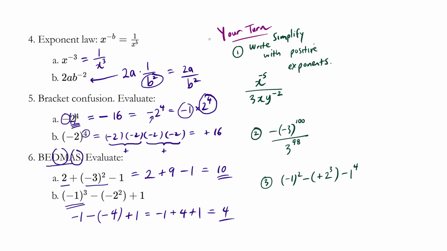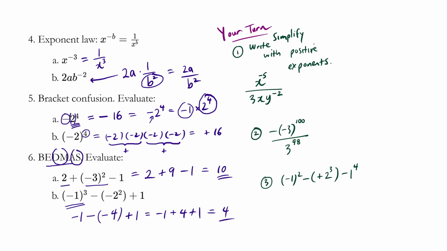So now it's your turn. Number 1, simplify and write with positive exponents. What is x to the exponent negative 5 divided by 3xy to the exponent negative 2? We want positive exponents. Number 2, what is minus bracket negative 3 bracket to the exponent 100 divided by 3 to the 98? Try to do this without a calculator.